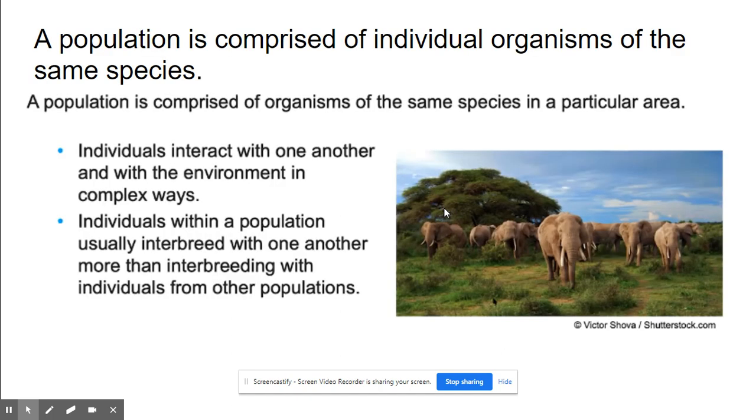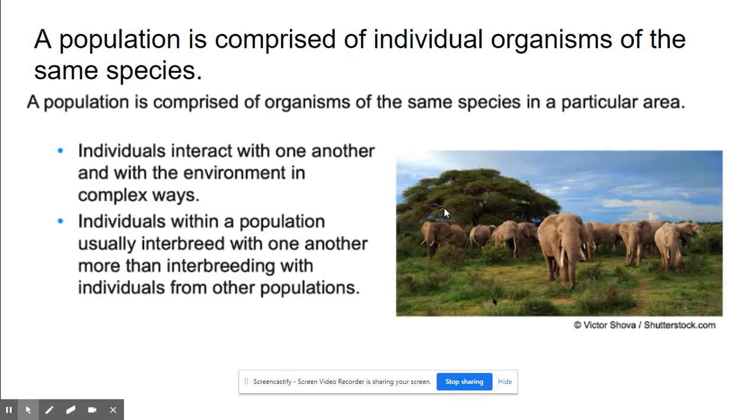When we are talking about a population, we're talking about individual organisms that are of the same species. A community includes two different types of species or multiple species living with each other, but a population is only going to be the individuals of the same species. So in this picture, we have a population of elephants. It's also going to be a population in a particular given area. So keep that in mind as well when we're talking about a population.